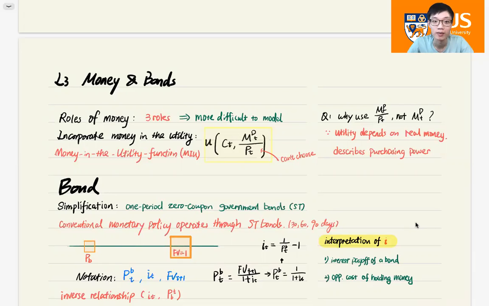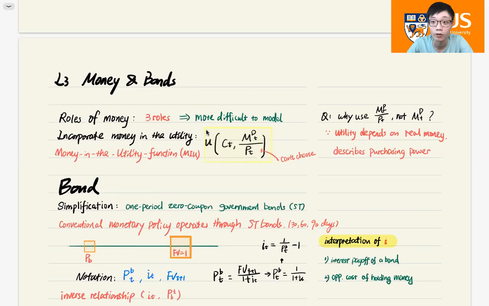Lecture 3 is about money and bonds. We combine the money and the bonds into the lifetime budget constraint and then derive the optimality condition. Finally, we can see the economic intuition behind that. There are 3 roles of money, so start with the basics. One is the unit of account, and there are 2 others as well, which I will not talk about.